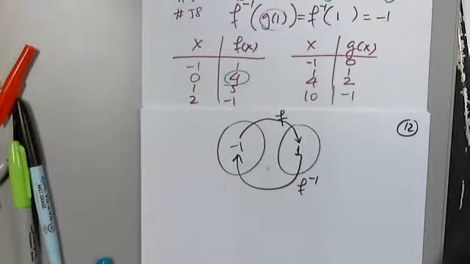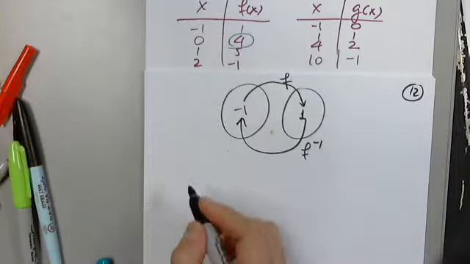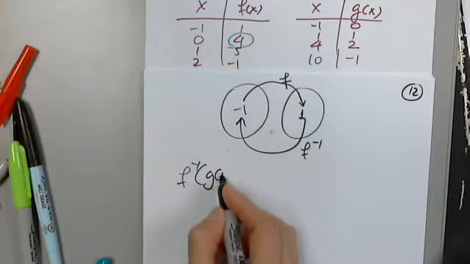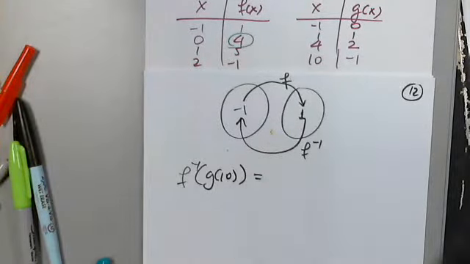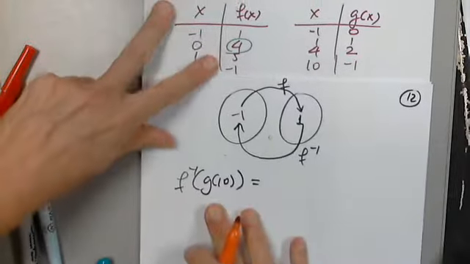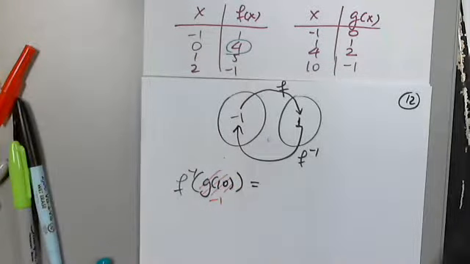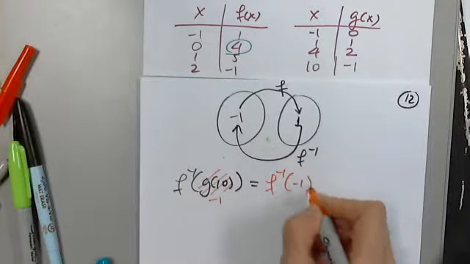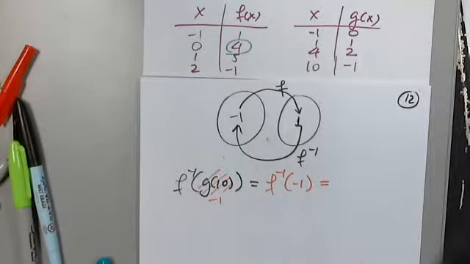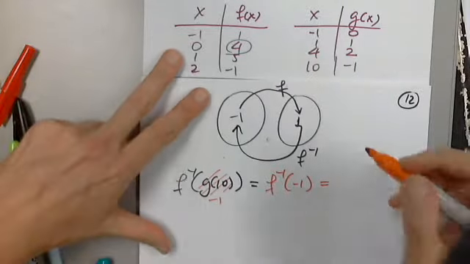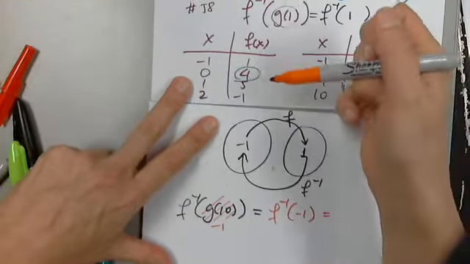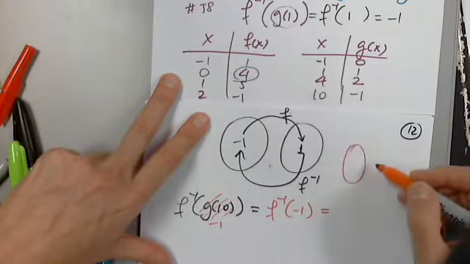Let's look at another. Let's say F inverse of G of 10. Where do I start? Yes, I start with 10 inside G. How much is this piece? Do you all agree with negative 1? So then we want to find F inverse of negative 1. So F inverse of, careful.